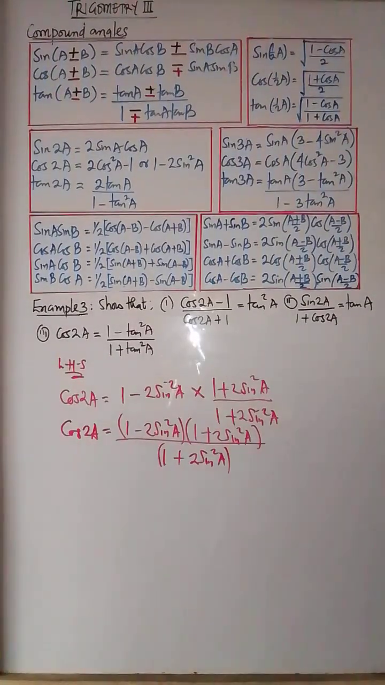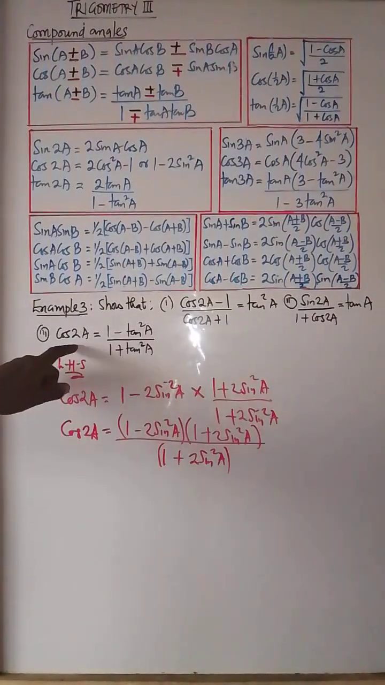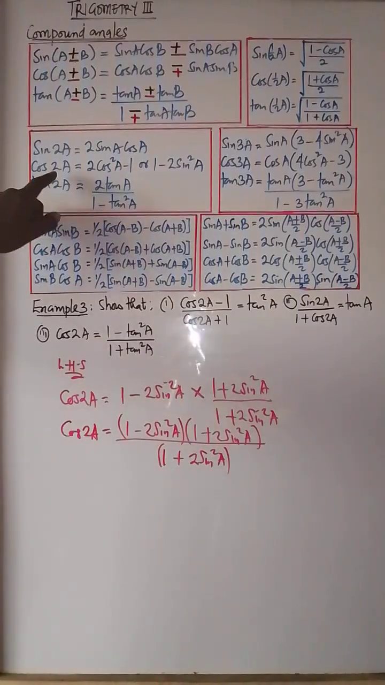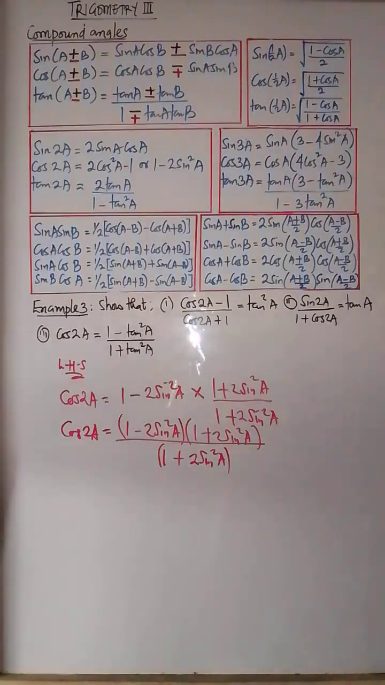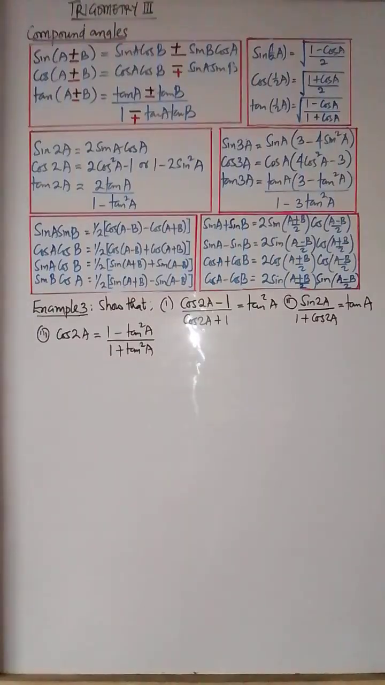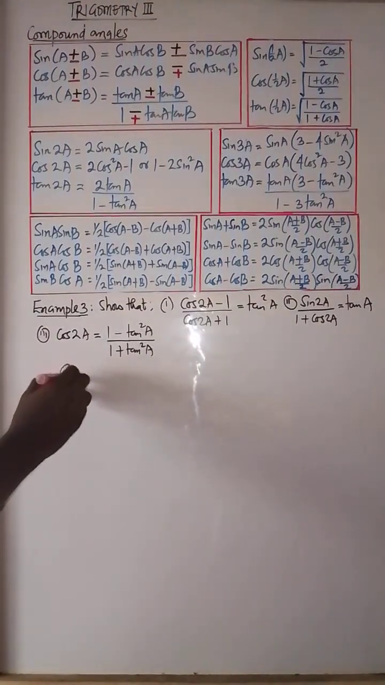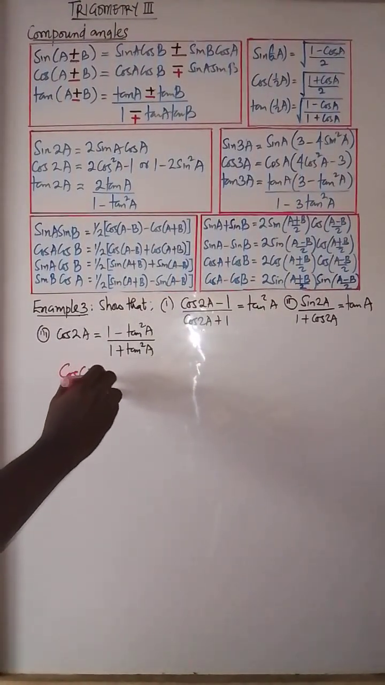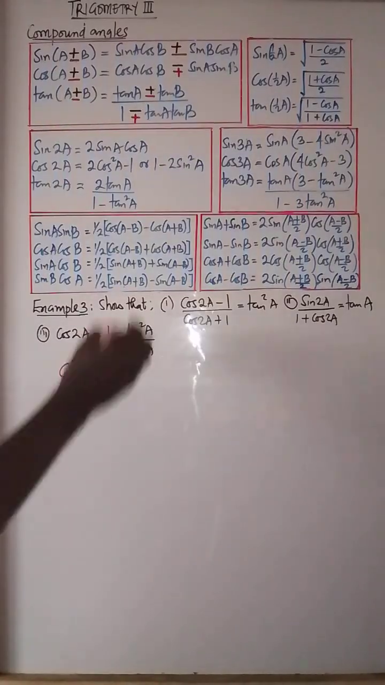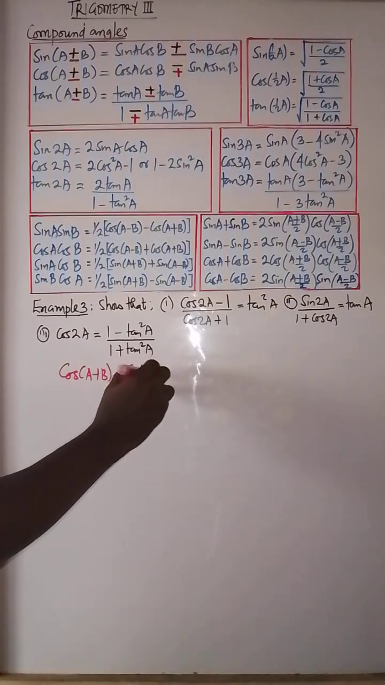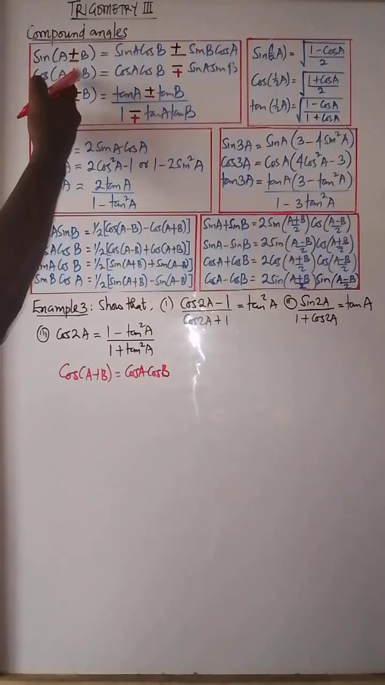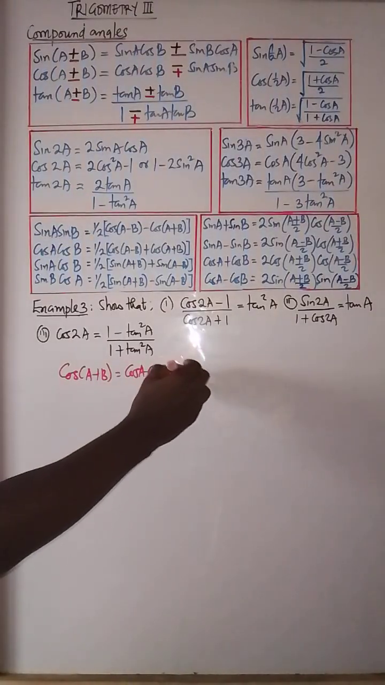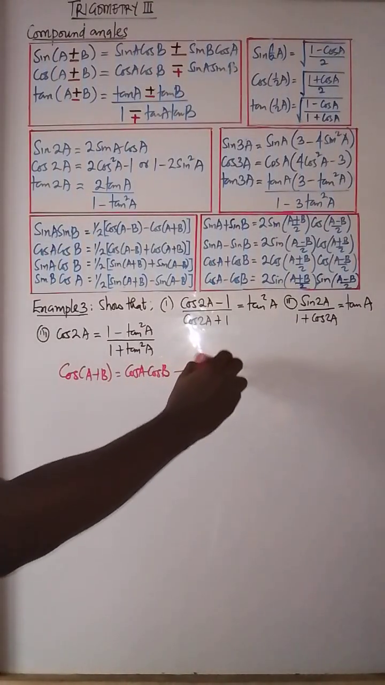Do you know what? I think let's start from the primitive method, cos 2A. So let's use cos A plus B. Let's start from scratch. So what is cos A plus B? Cos A plus B is cos A cos B, with plus B using minus there, minus sine A sine B.